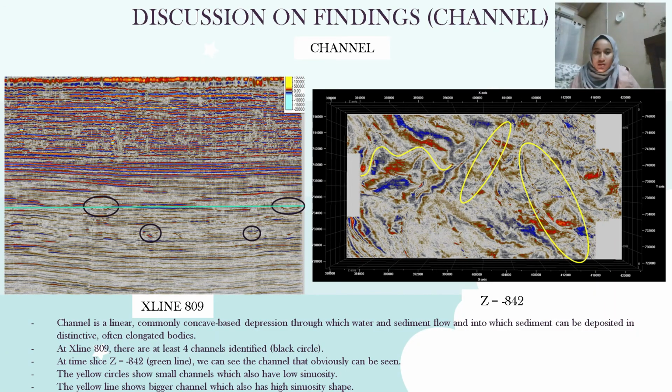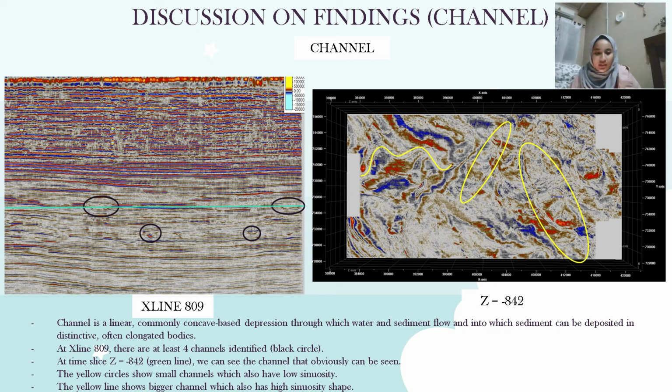Okay, so proceed to the discussion of findings of channel. The channel is a linear, commonly concave-based depression through which water and sediment flow, and into which sediment can be deposited in distinctive, often elongated bodies. Channels can occur in a variety of morphologies, such as straight, meandering, or even braided.